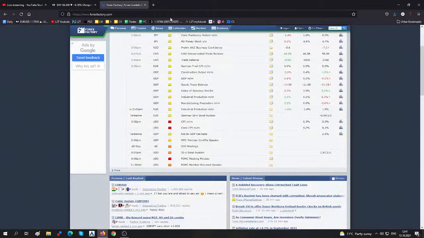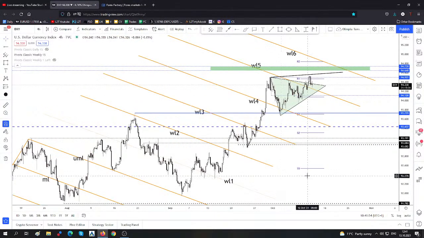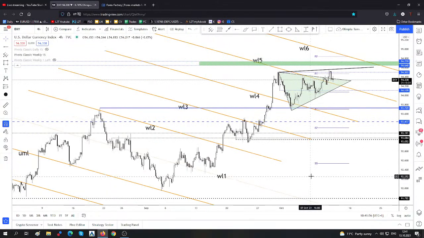I will close this window and we'll start with the dollar index. Also, we'll take a look at the economic calendar.